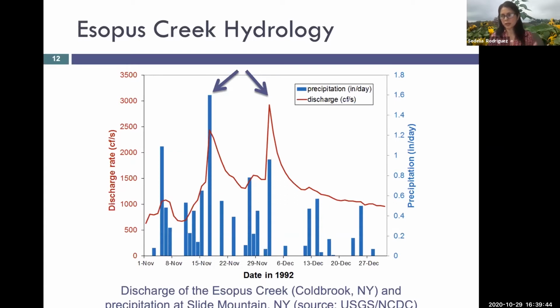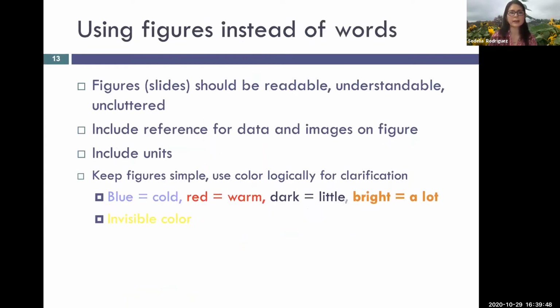All right, so try to stay away from tables, use figures instead. So, using figures instead of words, again, figures should be readable, understandable, uncluttered. Like that example, I thought, was a really good example. It's not cluttered. You could see everything very clearly.